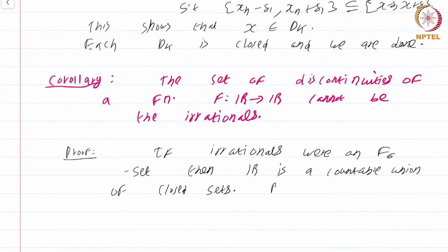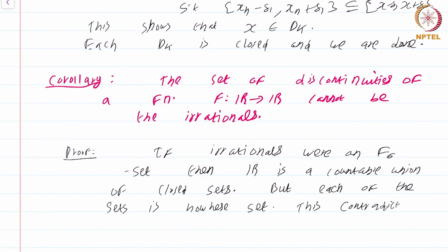But each of these sets is nowhere dense. Well, that's obvious because irrationals don't contain any interval. If you write irrationals as a union of closed sets, none of those closed sets can contain an interval. Obviously, singleton sets do not contain any interval. Therefore, these are all nowhere dense sets. This contradicts the Baire category theorem.